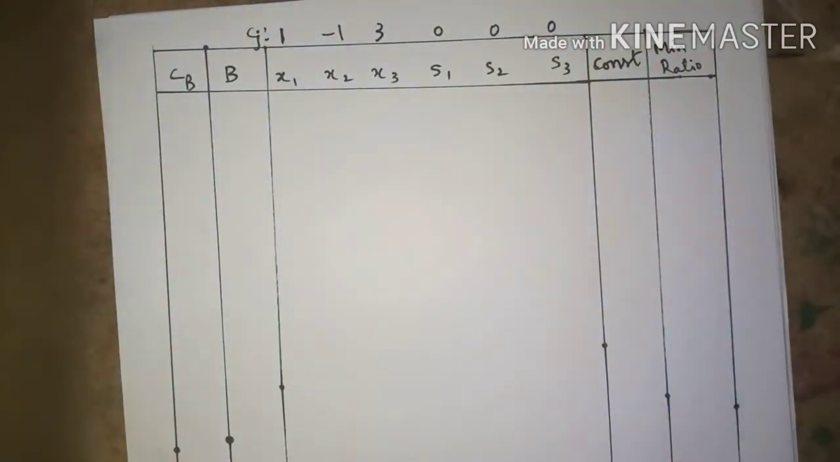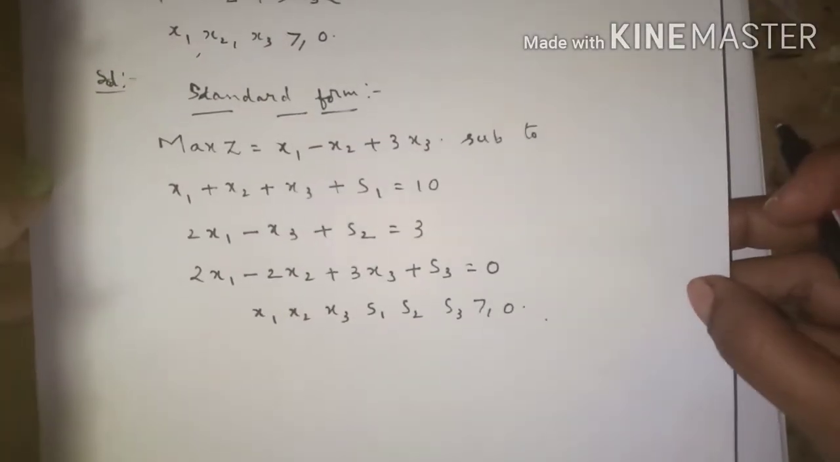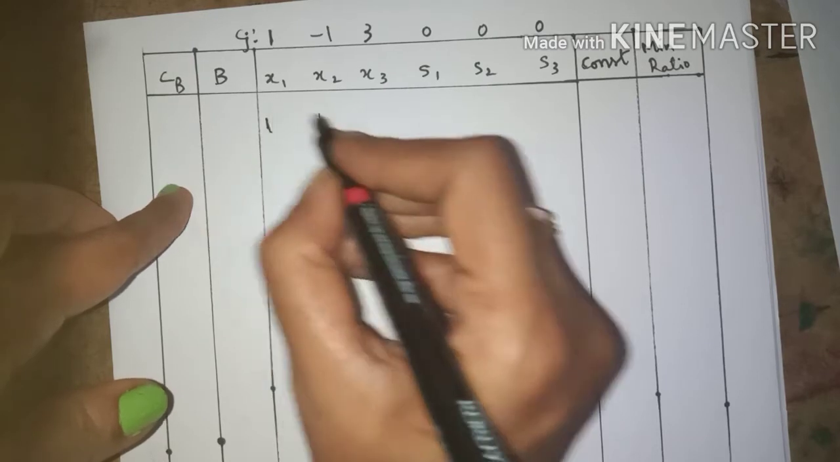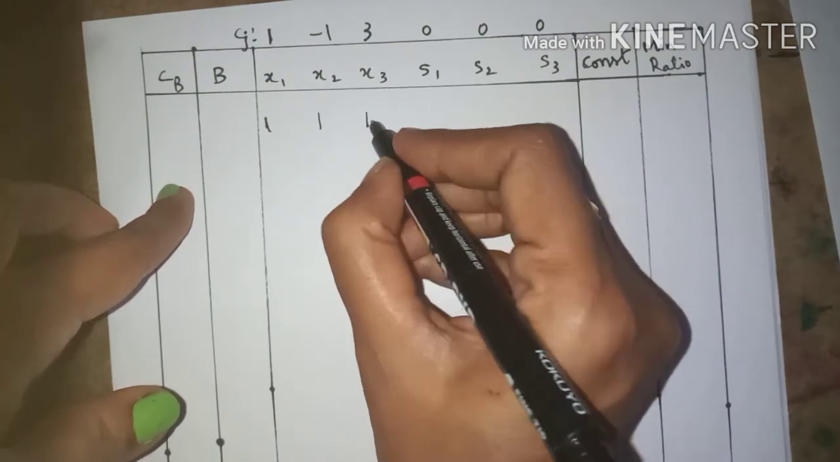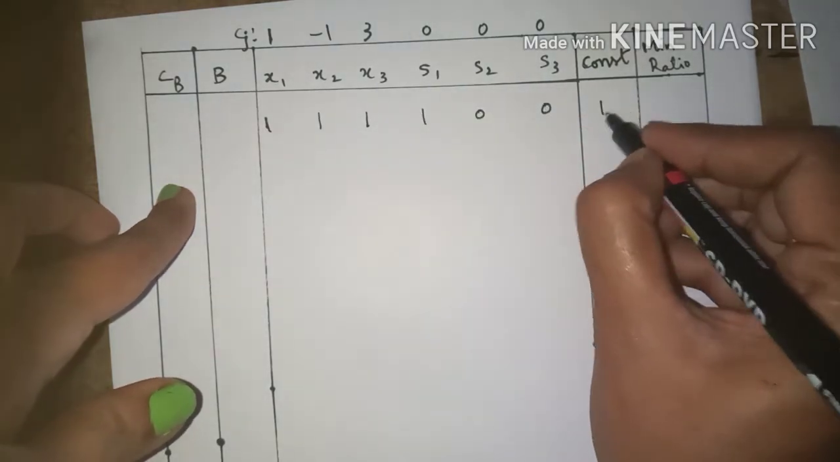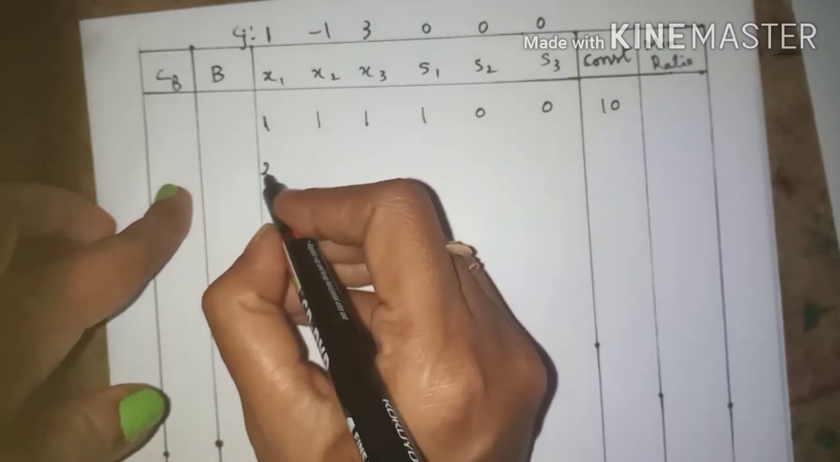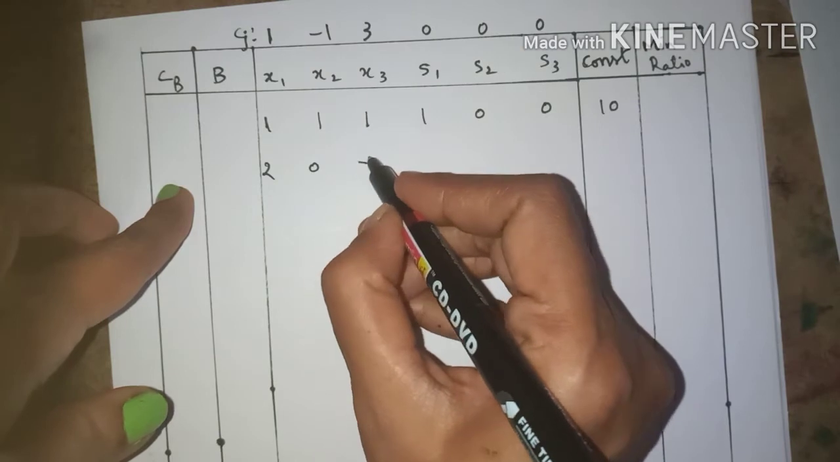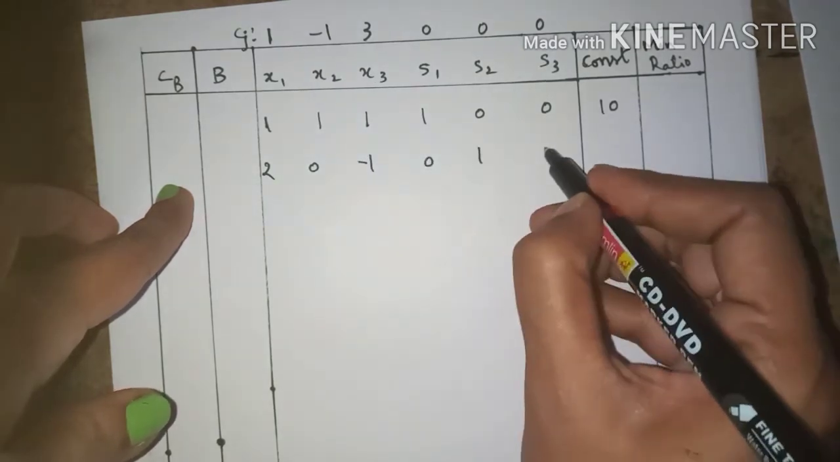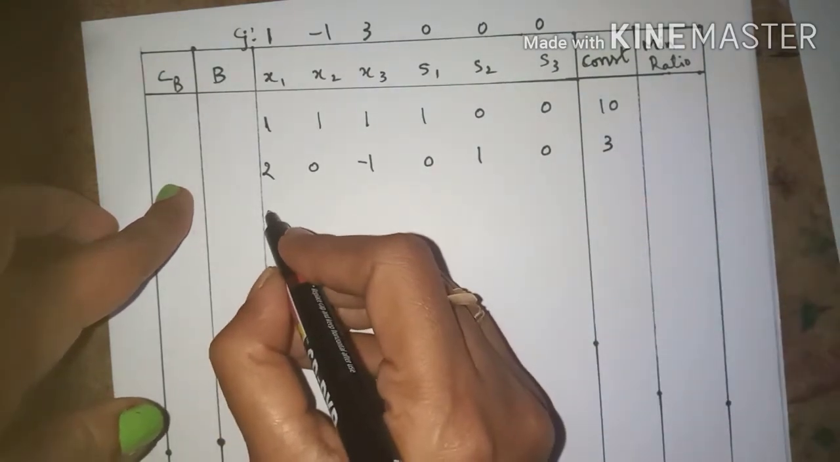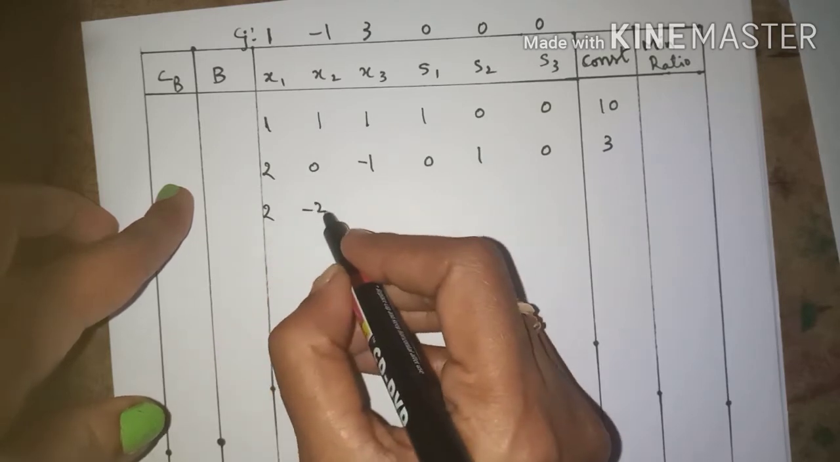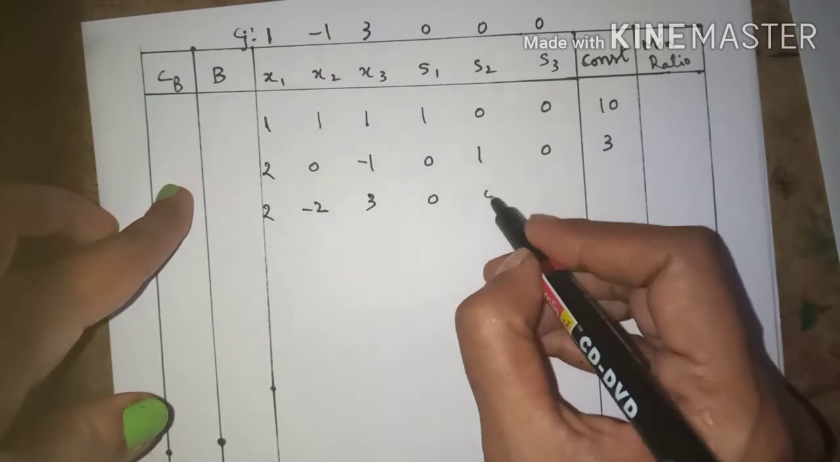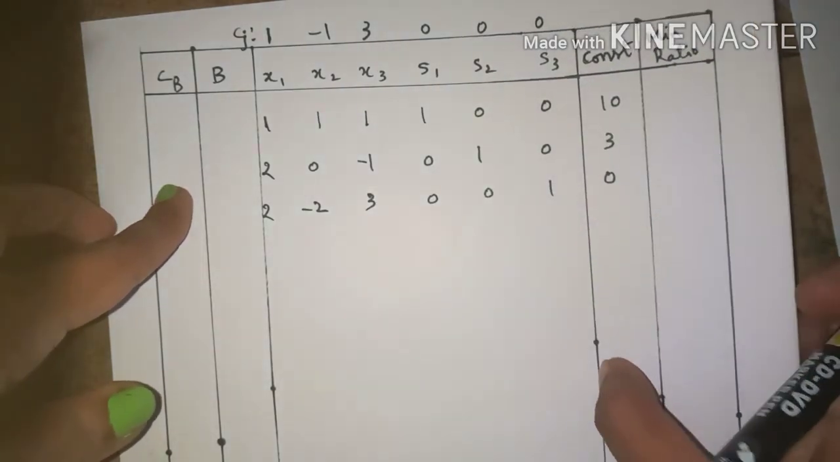After that, the body of the simplex table we will write using the constraints. These are all our constraints. First constraint: coefficient of x1 1, coefficient of x2 1, coefficient of x3 1, coefficient of s1 1, s2 0, s3 0, RHS 10. Second constraint: coefficient of x1 2, there is no x2 means 0, x3 is -1, s1 is 0, s2 is 1, s3 is 0, RHS 3. Third constraint: coefficient of x1 2, -2, 3, 0, 0, 1, and RHS also 0. I'll draw one more line like this.